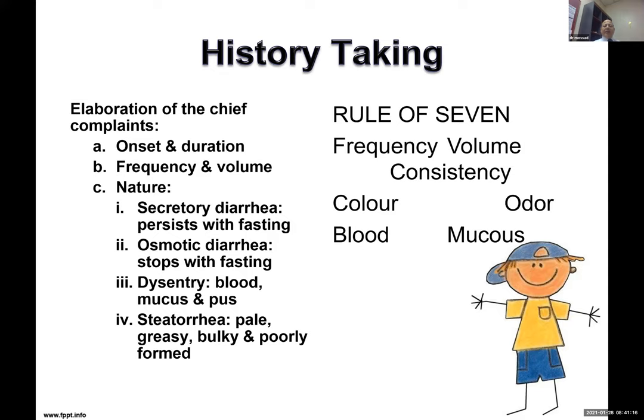Okay, the rule of seven: you must know the frequency, the volume, the consistency, the color, the odor, the blood, the mucus. You must go through all of these. Sometimes the family will not offer you the knowledge until you ask.